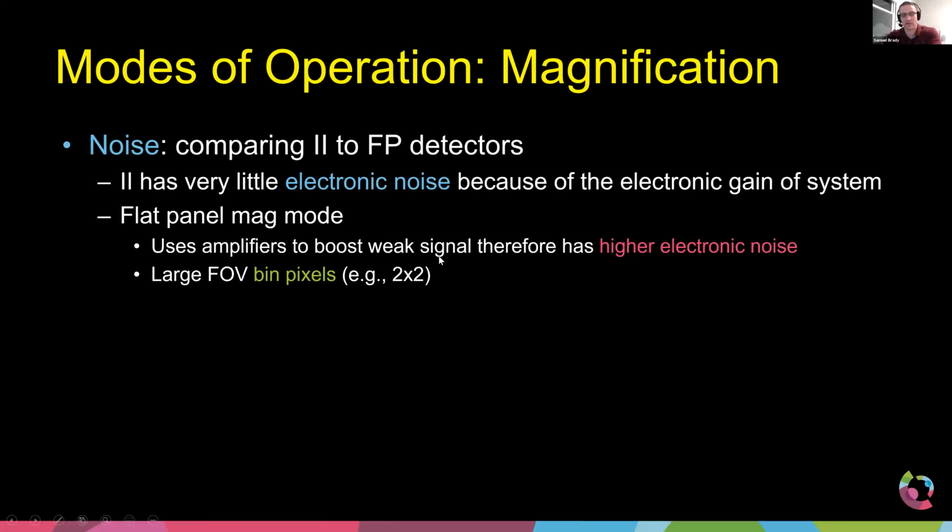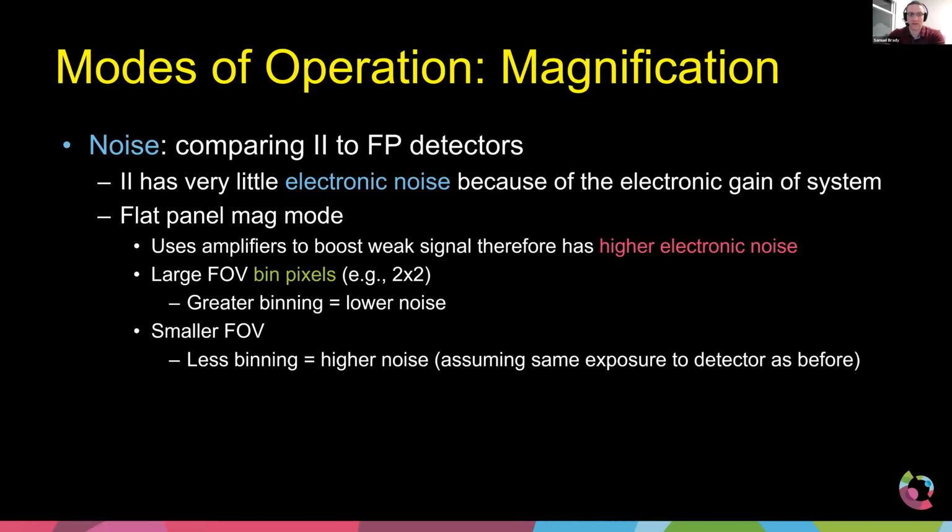And then we get the reconstructed image. And so to overcome that excess noise, especially in a large 1024 by 1024 field of view, they bin it and they shrink the overall image and they average pixels together. And that is how flat panel detectors try to keep the noise comparable or equivalent to an II system.